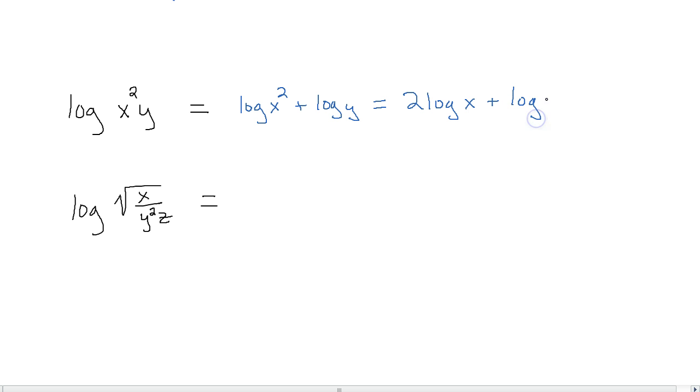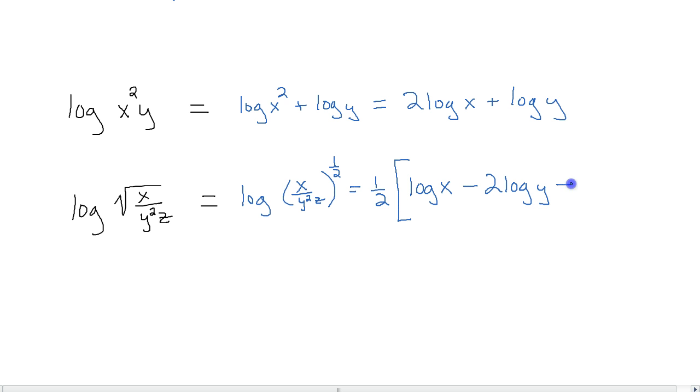Now this one's interesting because it's got a radical. We just did one like that. Take that radical and write it as a power of 1/2. Now, the 1/2 will come down, and I get 1/2 times the log of all of that stuff. Well, that's the log of a quotient. So that's going to become the log of x minus 2 log y minus log z.